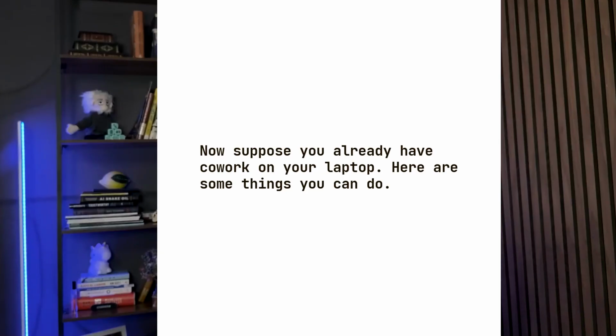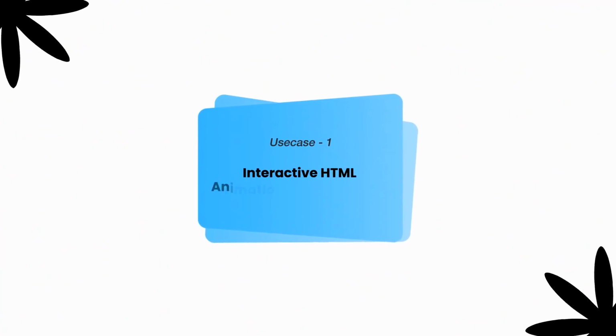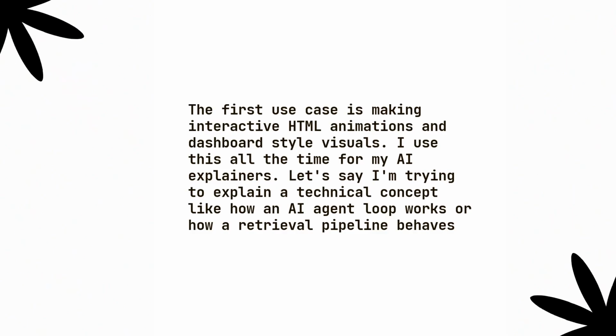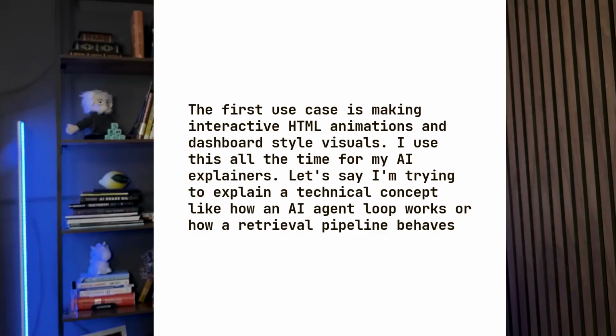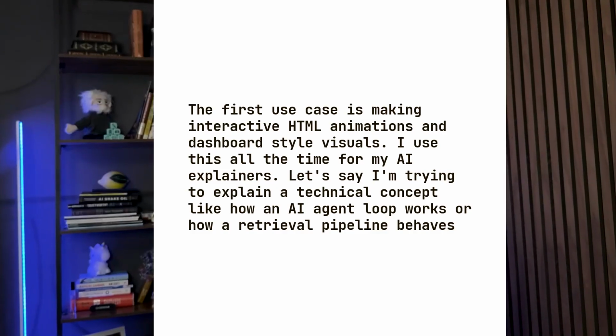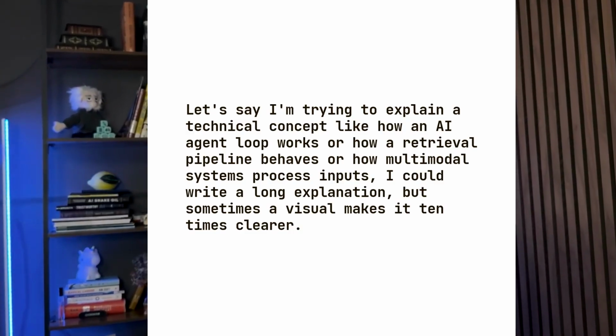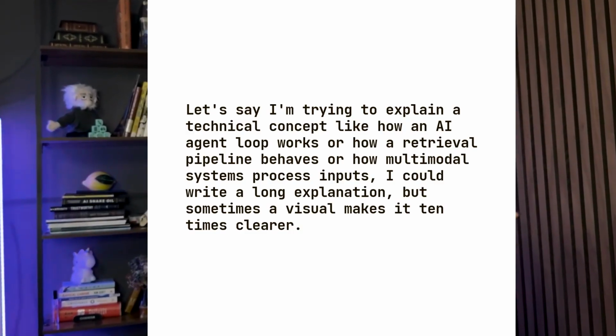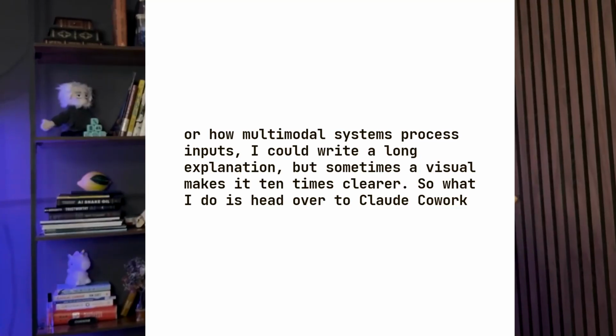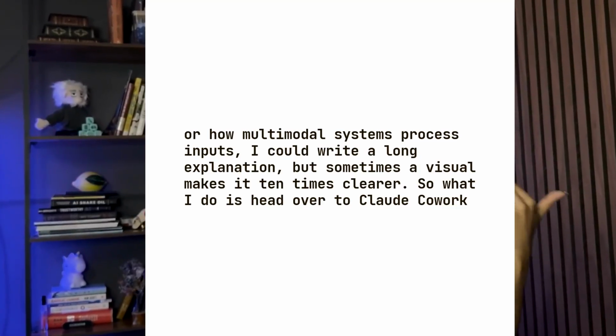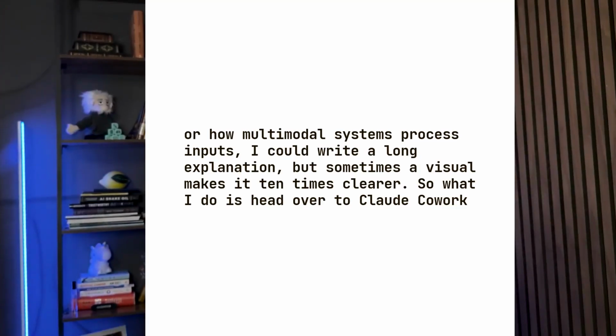Now, suppose you already have Cowork on your laptop. Here are some things you can do. The first use case is making interactive HTML animations and dashboard-style visuals. I use this all the time for my AI explainers. Let's say I'm trying to explain a technical concept, like how an AI agent loop works, or how a retrieval pipeline behaves, or how multimodal systems process inputs. I could write a long explanation, but sometimes a visual makes it 10 times clearer.